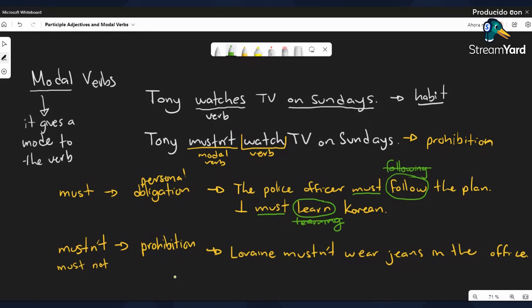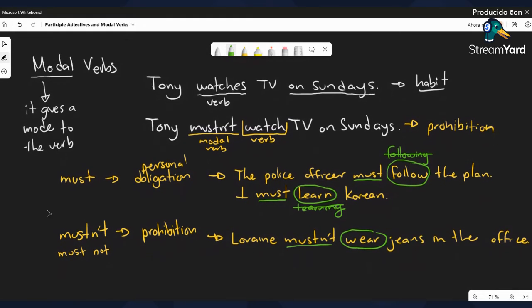It's, I forgot that word. They have a code. Well, I hope I can remember. They have a code for dressing up. It's mustn't wear, as you can see here. Yes, mustn't wear. So as you can see, I'm talking about prohibition.